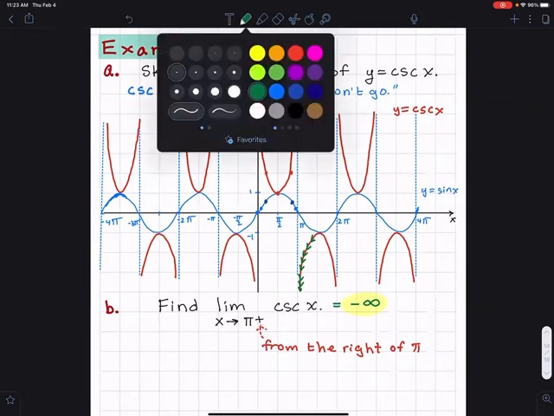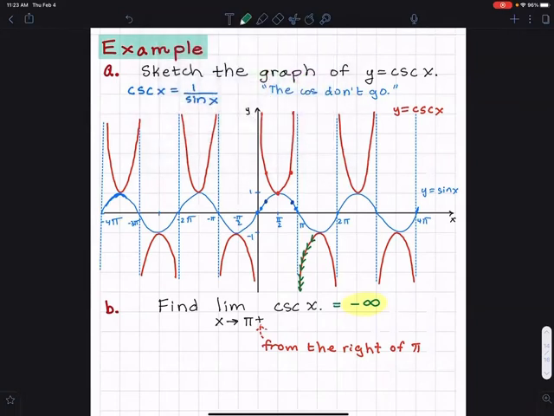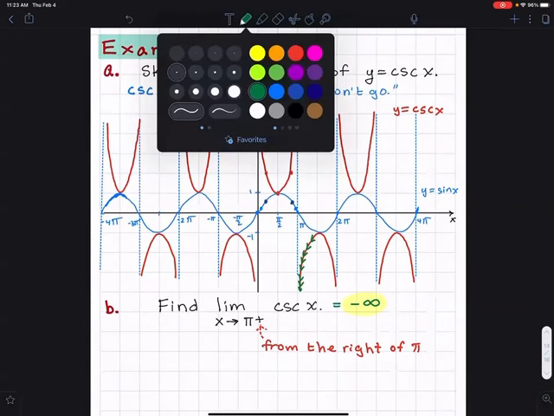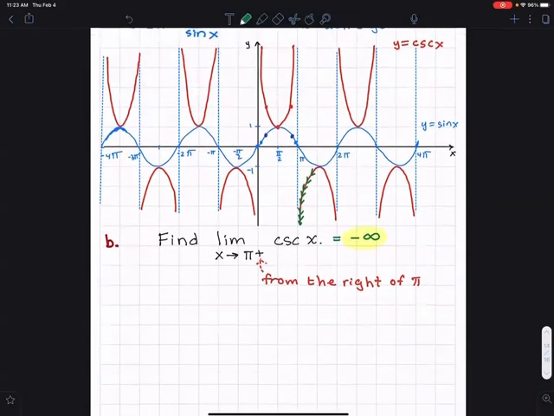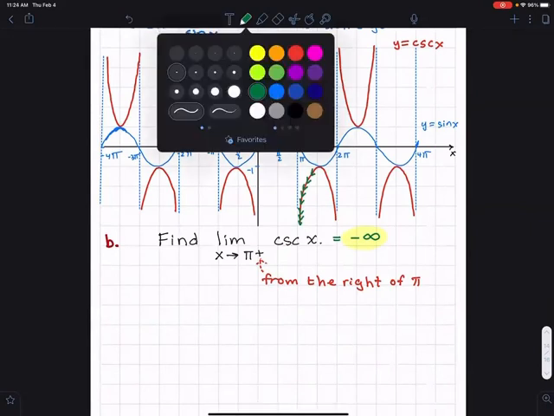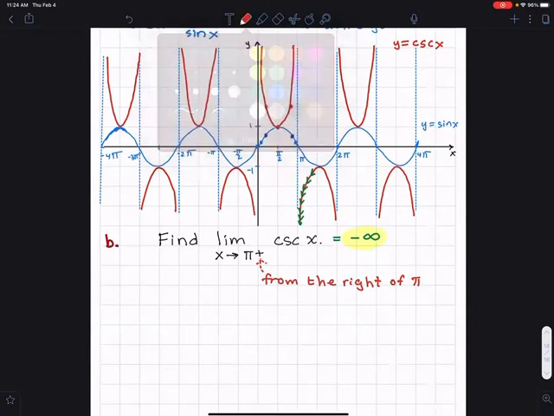No, I mean, that would be the answer to a different question, but I don't believe so. As we go to pi from the right, we're going down. Negative infinity means that the y value is getting to be a large negative number, and we can make it even more negative by getting x closer to pi from the right side of pi.